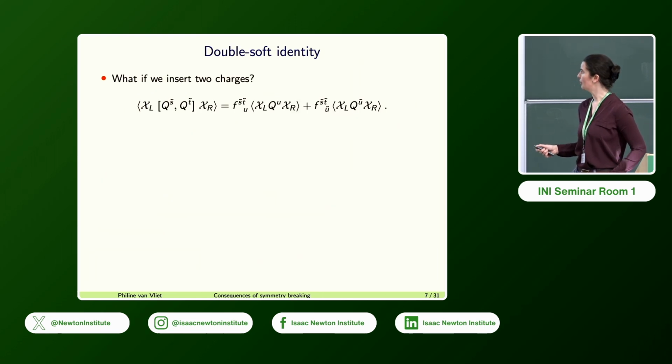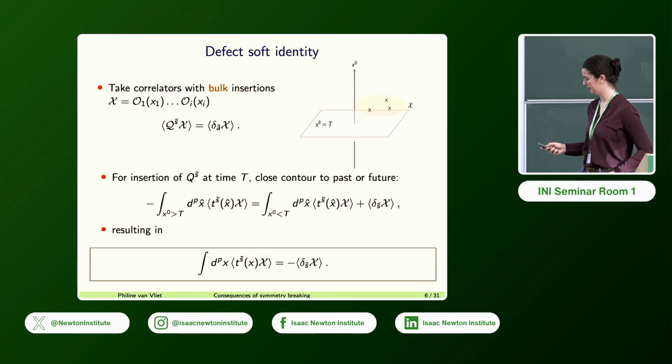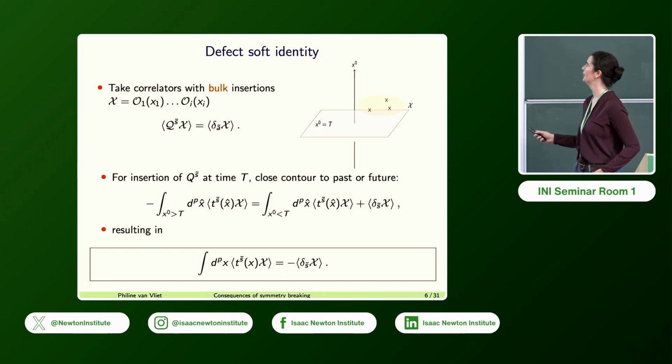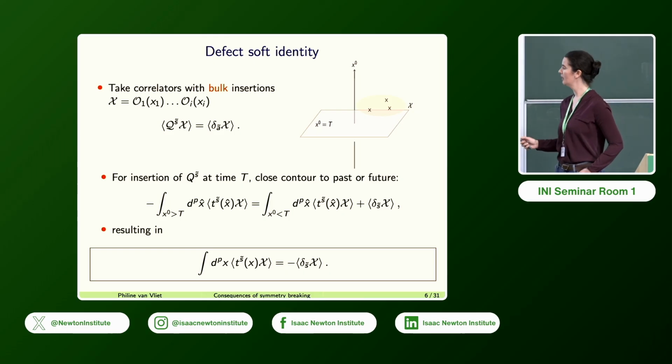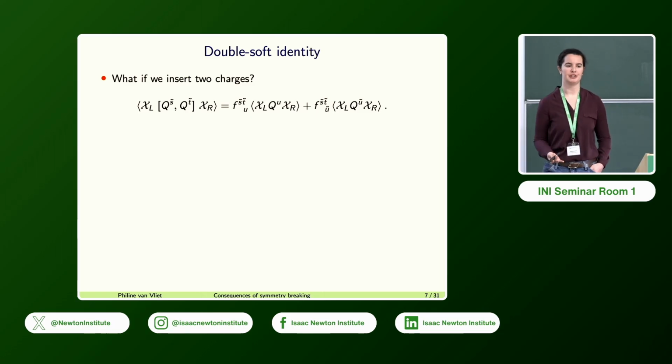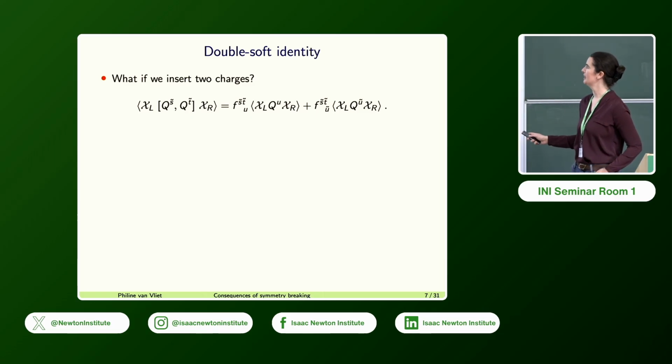Now this is for one charge, and in analogy to the QCD theorems, we will call this the defect soft identity. And now we can also think about what happens if we insert two charges. So we insert this commutator of two broken charges, and we see that it rotates onto an unbroken and a broken one. And we can do the same thing.